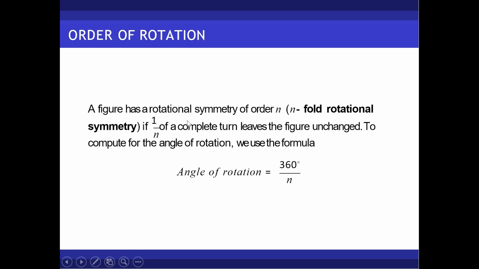A figure has a rotational symmetry of order n, or n-fold rotational symmetry, if 1 over n of a complete turn leaves the figure unchanged. To compute the angle of rotation, we use the formula 360 degrees over n.